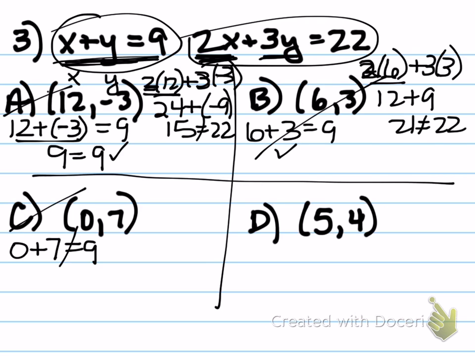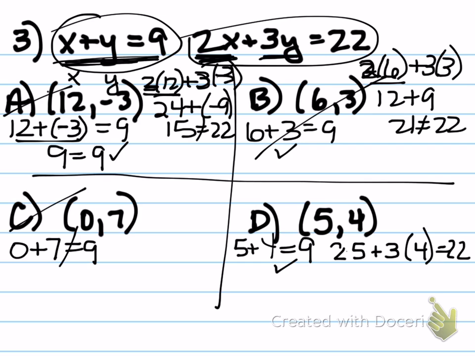Hopefully D works out. We do get that 5 plus 4 is 9, which was our first equation. It said if you add these things up, you're going to get 9, so that checks. Now the other one says if we double the first one, which means we have 2 times 5, and 3 of the second one, which is 3 times 4, we're going to get 22. Well, that gives us 2 times 5, which is 10, plus 3 times 4, which is 12, and 10 plus 12 is 22, so choice D again is our answer.